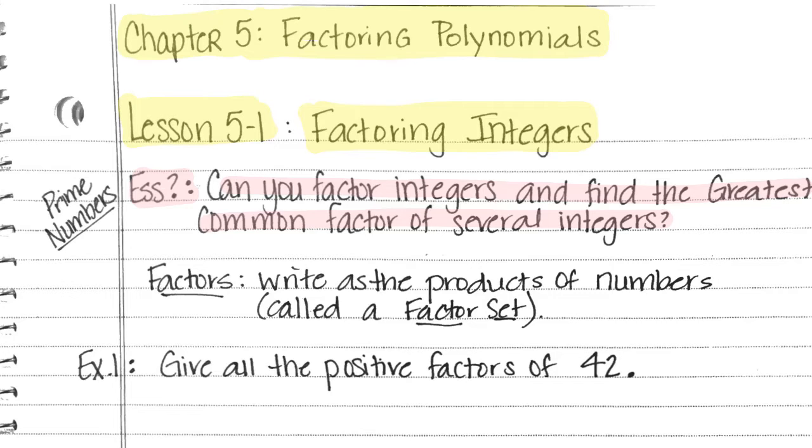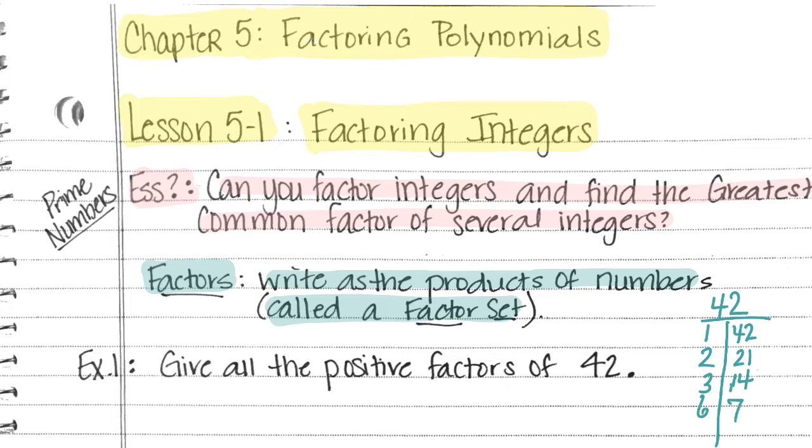So there are two things that you need to know the difference. When I'm talking about factors, we're going to call that a factor set. Okay, so we're going to write the products of all the numbers. So let's look at example 1. When I'm talking about the factors of 42, this is 1 and 42, and 2 and 21, and 3 and 14, 4 doesn't work, 5 doesn't work, 6 and 7.